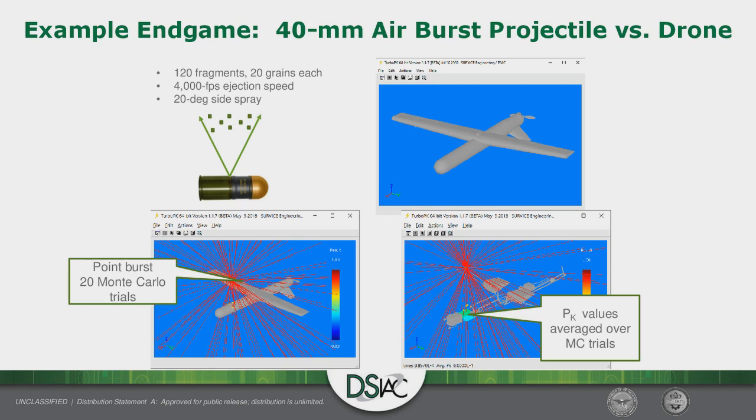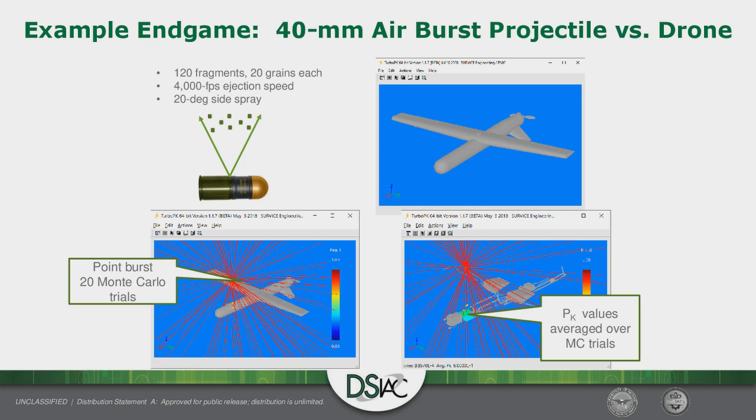All right, so what does this look like in an actual example endgame? And I'm choosing a simple one here. I'm looking at a 40 millimeter grenade projectile that is a high explosive fragmentation projectile that is command detonated. And it can generate about 120 fragments, maybe 20 grains each, 4,000 feet per second ejection speed or so, 20 degree side spray, standard stuff for a projectile like this.